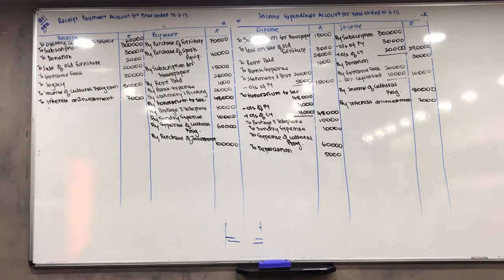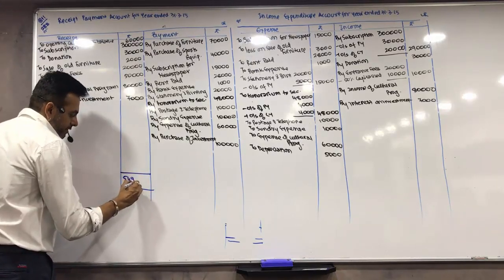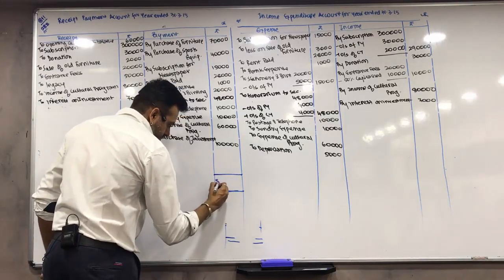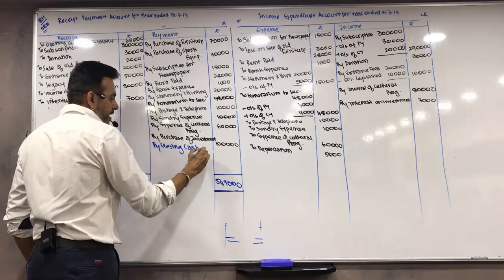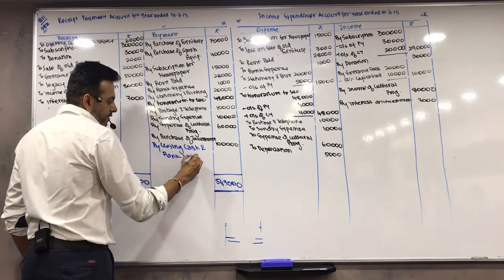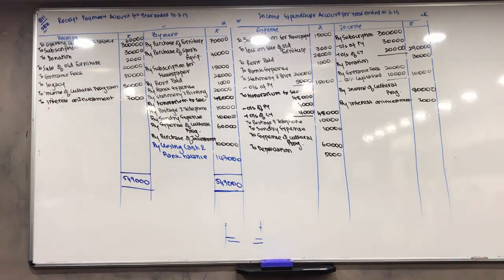Now first we'll close the receipt payment account and then we'll go for income expenditure account. What's the total of receipt payment, receipt side total? 5,49,000. By closing cash and bank balance. This is the balancing figure, 1,47,000.